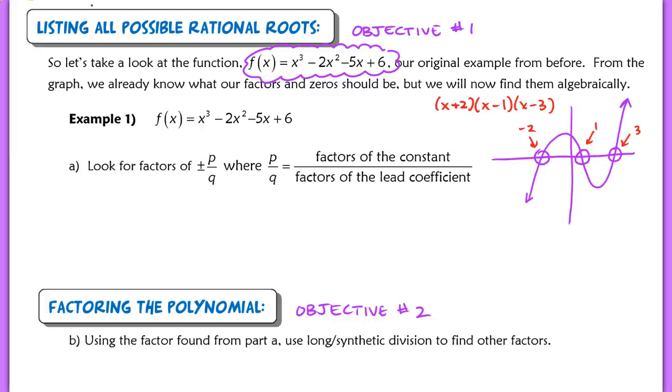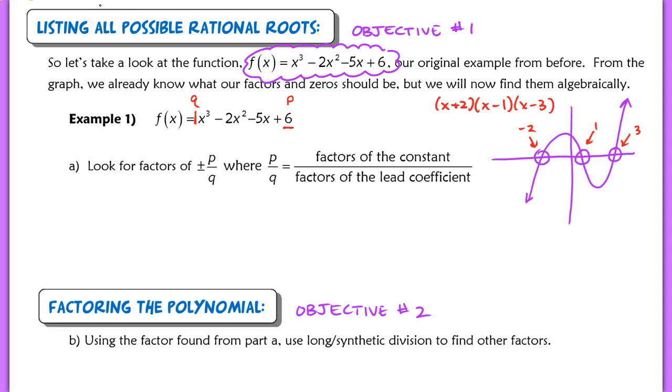Alright, so our very first step in finding the zeros of our function algebraically is going to be to list all of our possible rational roots first. So again, this is relating back to objective number 1. Now, in order to list your possible rational roots, you need to look at the factors of your constant term. So in this case, our constant term is 6, and we look at the factors of our lead coefficient, which in this case is 1. We call these our p over q values. So here, p is defined as your constant term, and q is the lead coefficient of your polynomial.